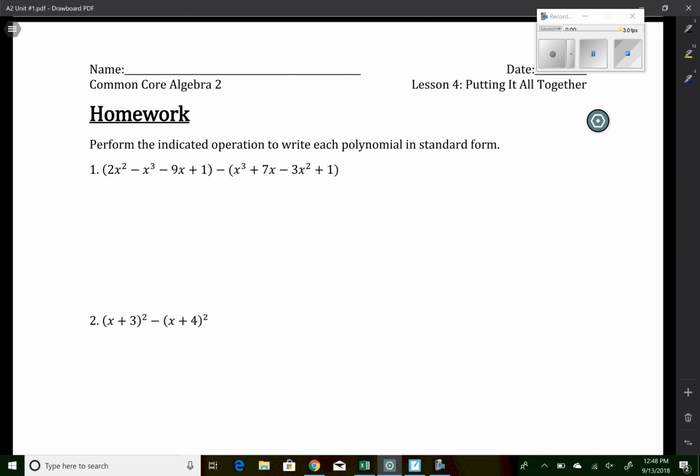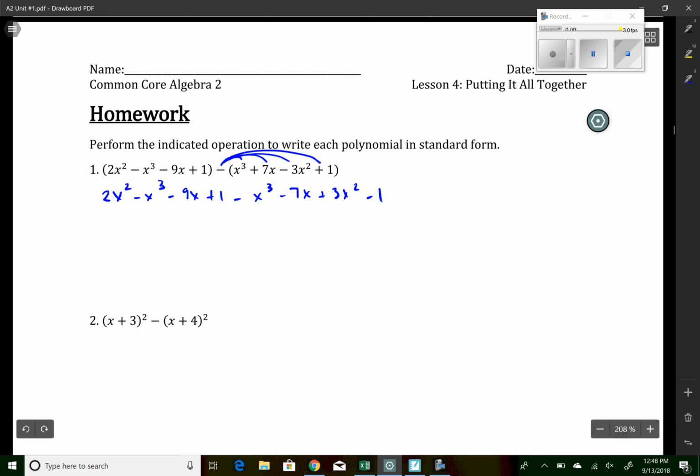Number 1 asks us to subtract. So the first thing I'm going to do here is distribute the negative. So I have 2x squared minus x cubed minus 9x plus 1 minus x cubed minus 7x plus 3x squared minus 1. Now I'm looking for like terms. Start with the largest exponents. I have a negative x cubed and a negative x cubed, so that becomes negative 2x cubed. Use those up. Next biggest term is x squared, so that's going to combine to give me 5x squared.